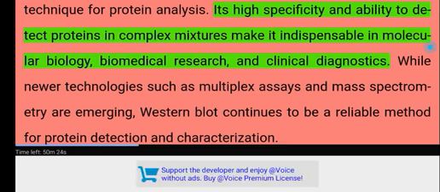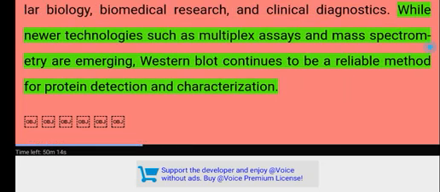In conclusion, Western blot remains a powerful and widely used technique for protein analysis. Its high specificity and ability to detect proteins in complex mixtures make it indispensable in molecular biology, biomedical research, and clinical diagnostics. While newer technologies such as multiplex assays and mass spectrometry are emerging, Western blot continues to be a reliable method for protein detection and characterization.